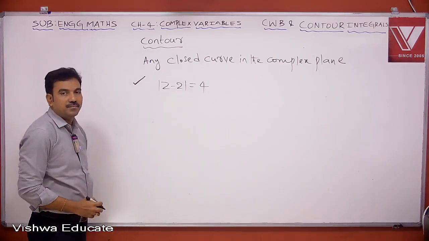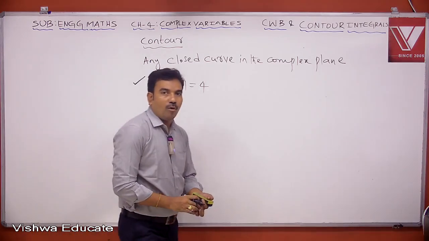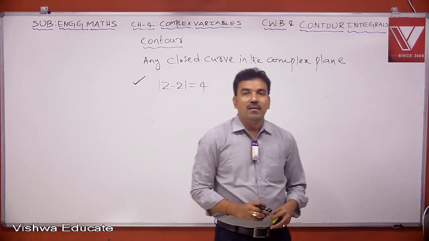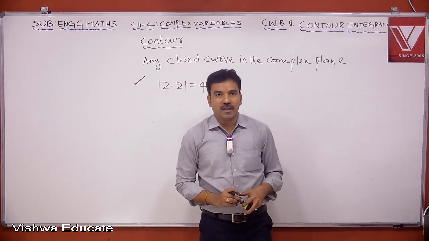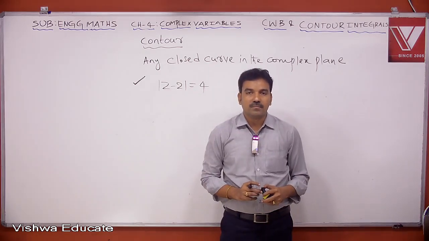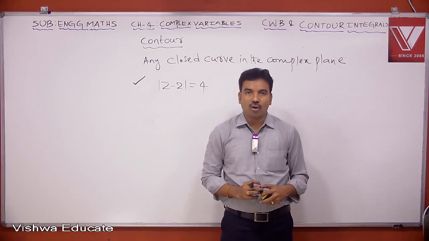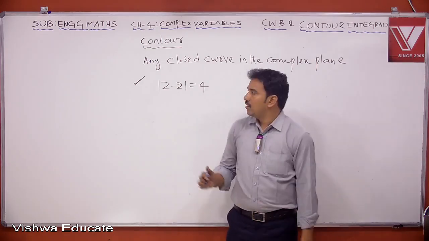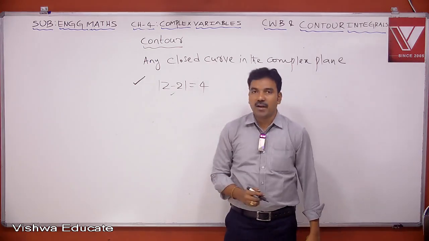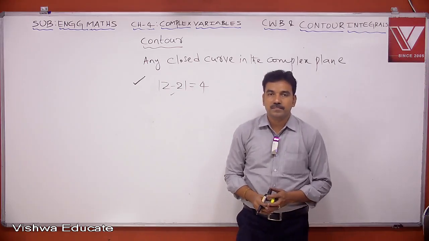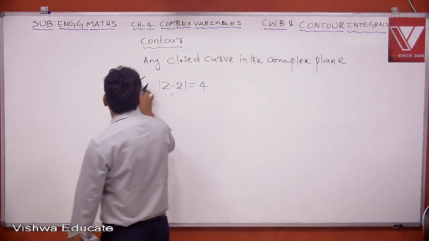Write the definition. Any closed curve in the complex plane is called a contour. Example, modulus of Z minus 2 equal to 4.